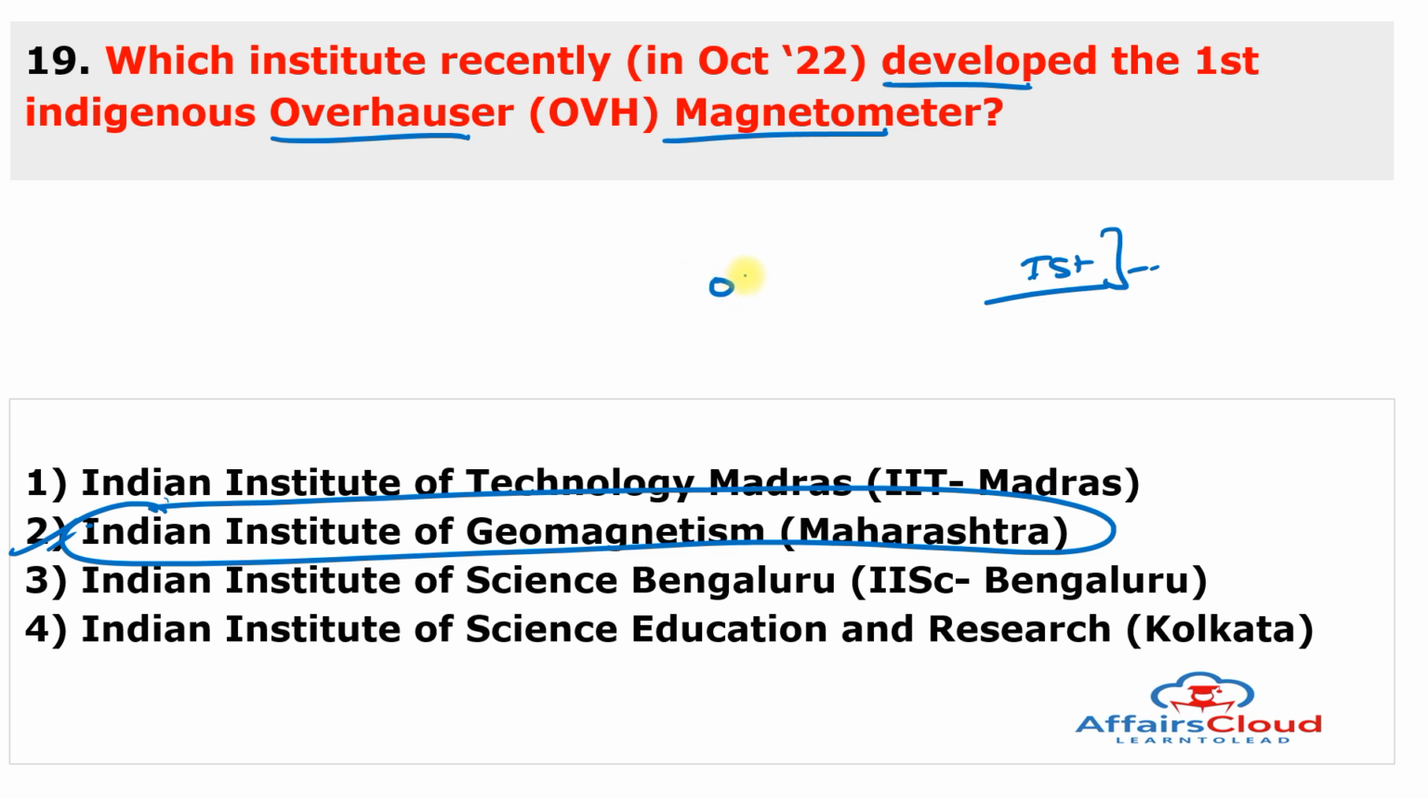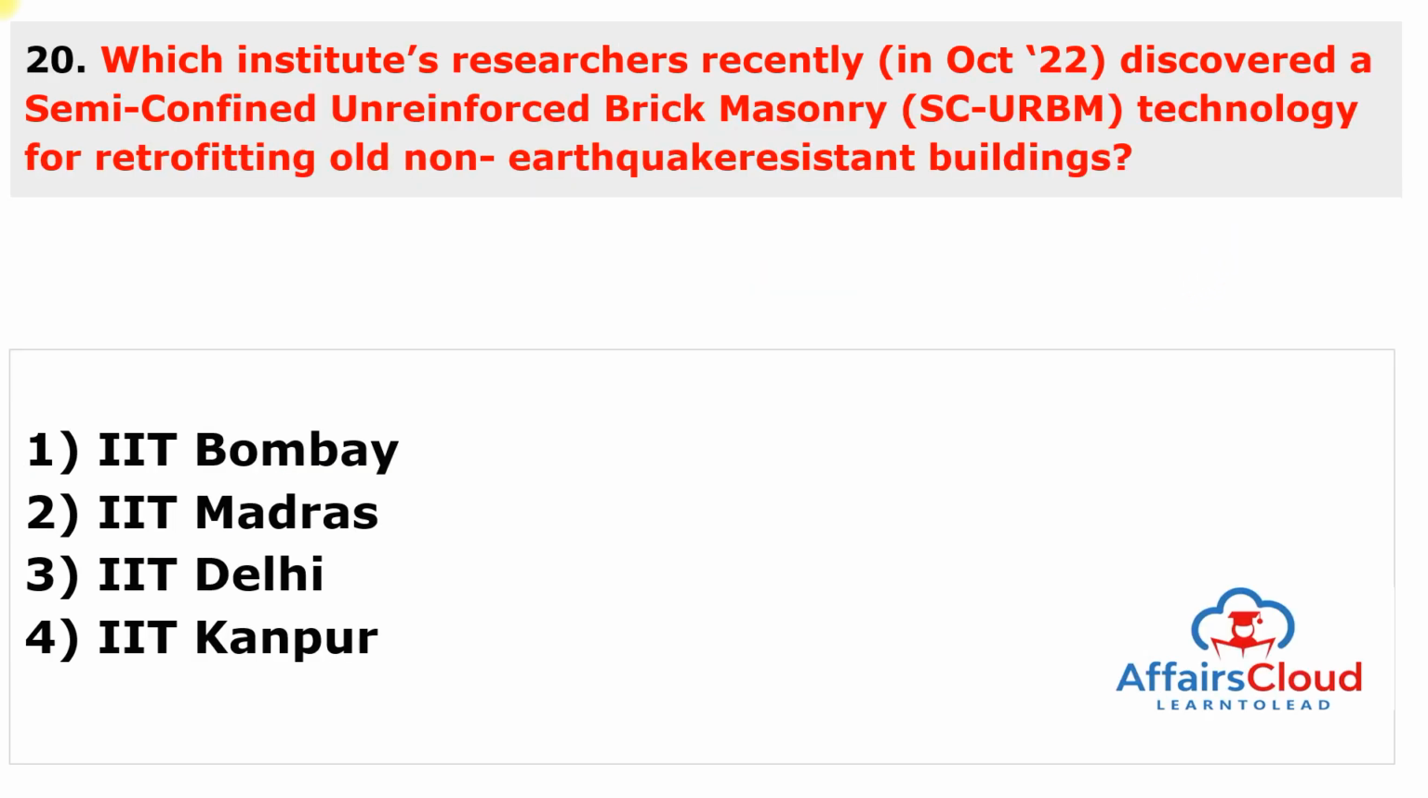And this Overhauser magnetometer is one of the most accurate magnetometers which is extensively used by all magnetic observatories across the globe. And this also reduces the cost of sampling, sensing experiments required for the geomagnetic sampling. And the sensors installed at the Alibag Magnetic Observatory can absolve India's dependence on the commercial Overhauser magnetometer or OVH magnetometer. Moving to next question.